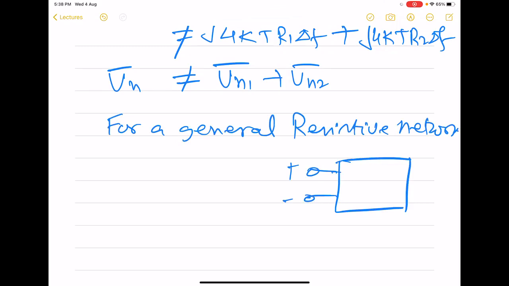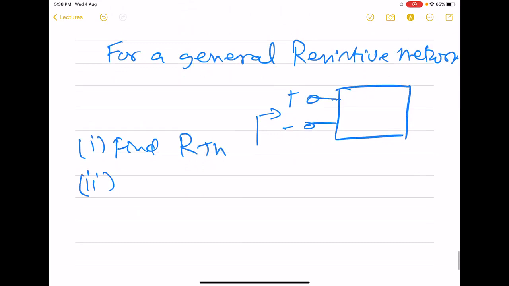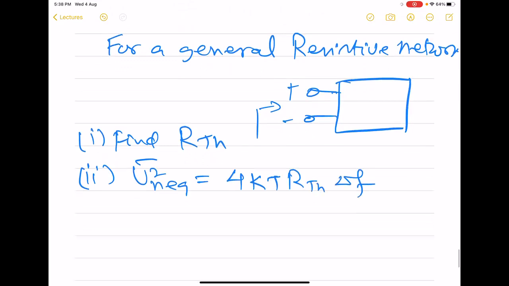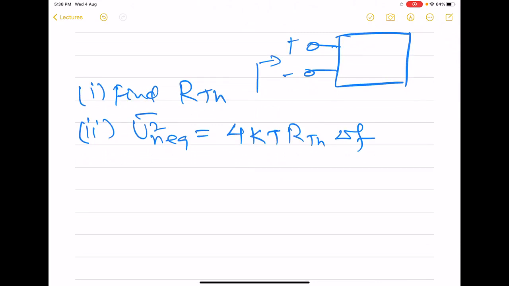So here the previous analysis can be extended, and what one can do is first find out the Thevenin resistance. And once you have found the Thevenin resistance, the mean square noise voltage from this resistive network is simply going to be 4kT RTH delta F. So this is the more general result stated without proof, and the previous case will be one specific example of this.